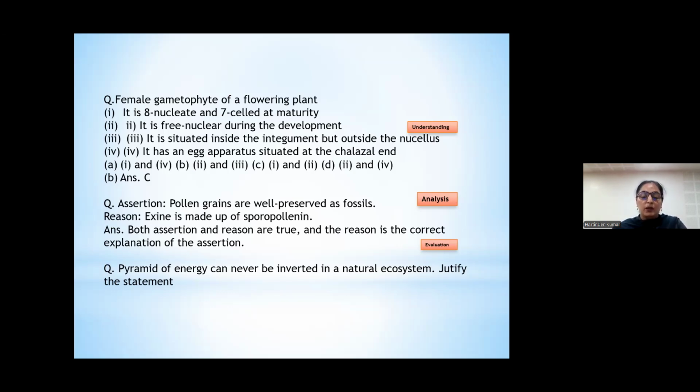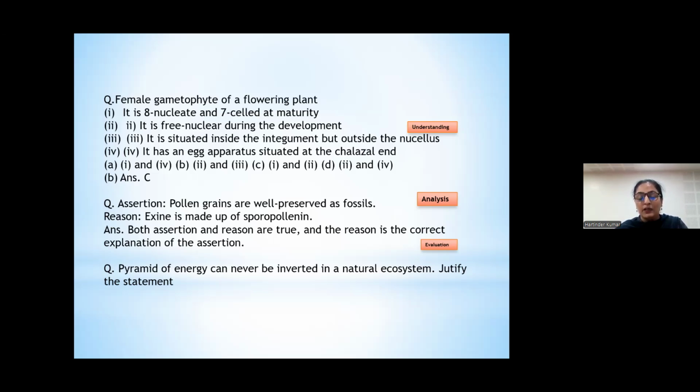So just by knowing this, the child can simply answer that it is situated inside the integument but outside the nucellus. It has an egg apparatus situated at the micropylar end. So the answer is that it is 8 nucleate and 7 celled at maturity, and it is free nuclear during the development. A very simple basic question. Next question is the assertion reason. In an example of assertion reason, two things are given. They have to first check the correct ones. So this is again a question of analysis.